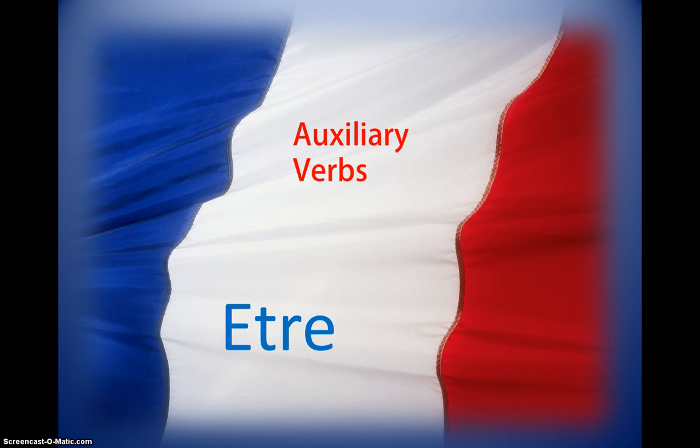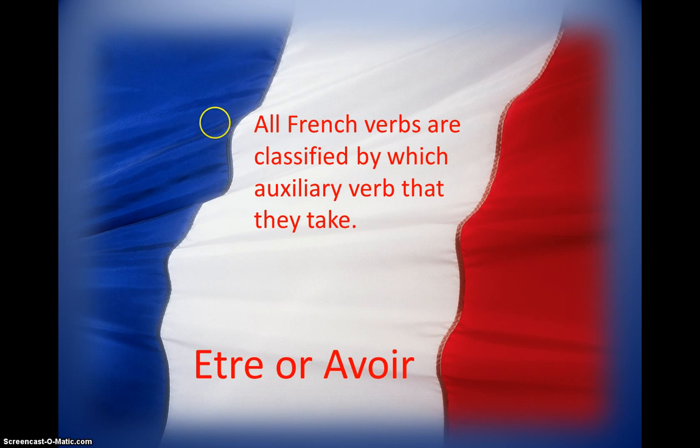Today we're going to be speaking about auxiliary verbs, and the verb that we'll use today is être, which means to be. As we learned before, all French verbs are classified by the auxiliary or helper verb that they take. So each French verb will be classified as either être or avoir.